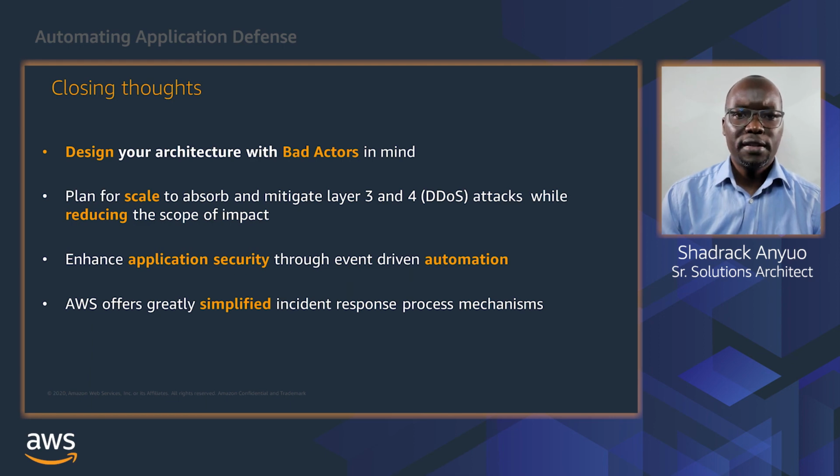Threats are always there, and bad actors will always be there. The most important thing is, how are you prepared to deal with such threats? As you design your architectures, always design with bad actors in mind. Plan for scale to be able to absorb and mitigate layer 3 and layer 4 attacks while reducing the scope of the impact, and always enhance application security through event-driven automation.